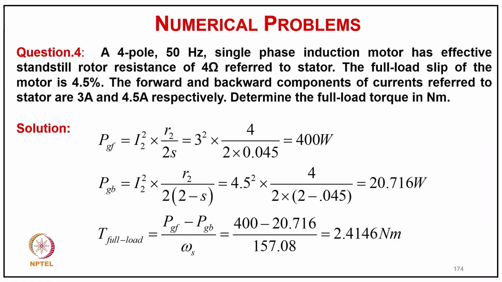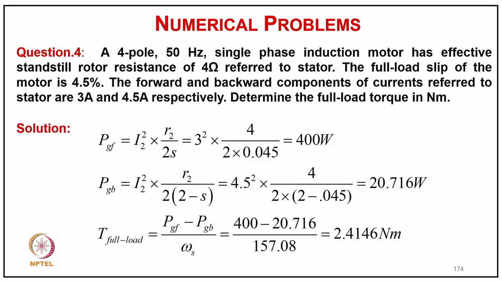Question 4: a 4-pole 50 Hz single phase induction motor has an effective rotor resistance of 4 ohm referred to the stator. The full load slip of the motor is 4.5%. The forward and backward components of current referred to the stator are 3 ampere and 4.5 ampere respectively. Find the full load torque.